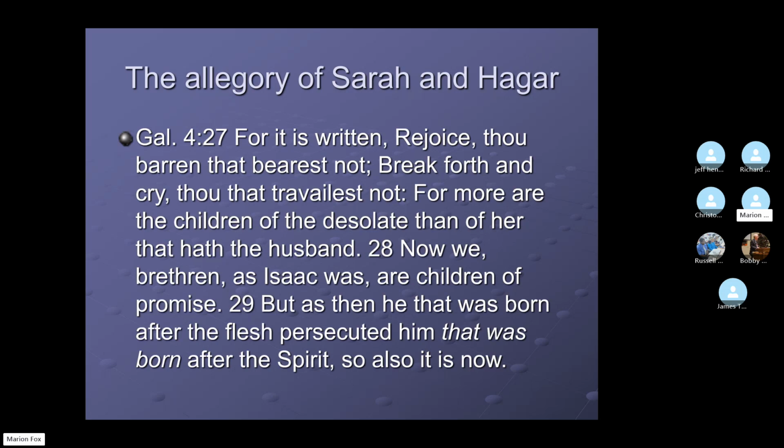Hagar probably was involved in stirring her son up, but her son was about 13 years older than Isaac, and he was making Isaac's life miserable. If there's 13 years difference in age, that older one should know better, and he shouldn't pick on and bully his half brother, who's 13 years younger than him. But that's precisely what happened. It's called persecution. And so he was born after the flesh. That would be Ishmael, Hagar's son.